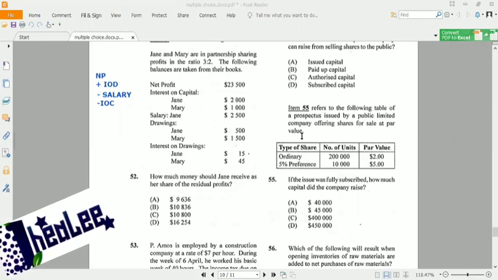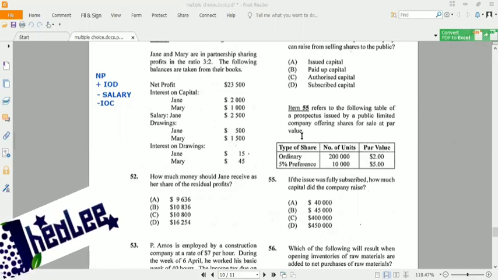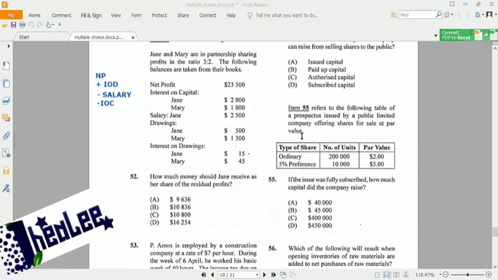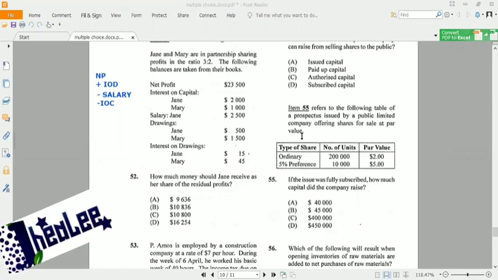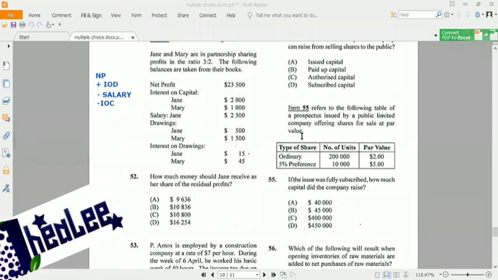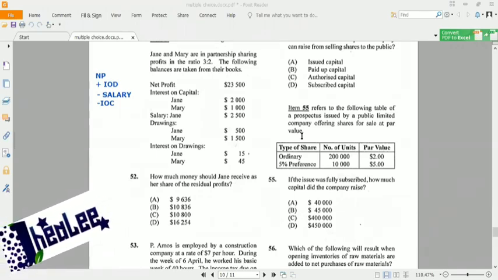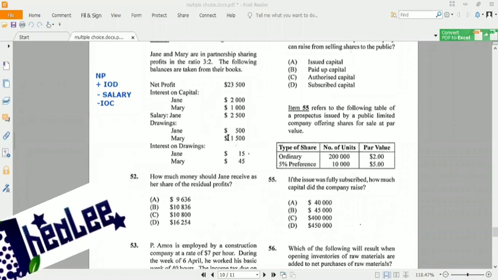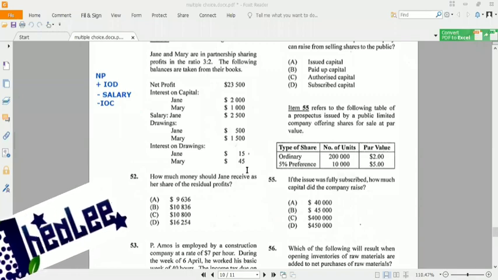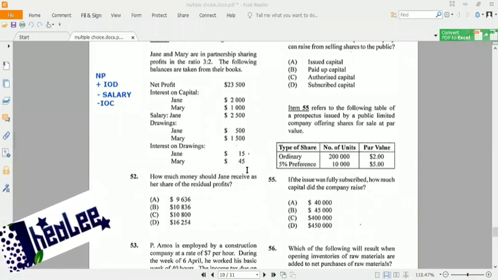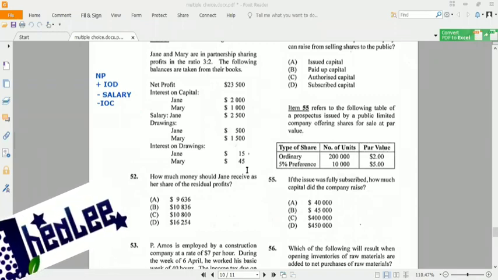The net profit is 23,500. Interest on capital would decrease it. So we're going to minus the total interest on capital, which is 3,000. We're going to minus salary as well, because salary is paid out by the business and Jane is getting a salary of 2,500. So we're subtracting that. Drawings, we don't use that in our appropriation account. So the drawings presented right here is a distractor for you. And we're going to add the interest on drawings of $60.